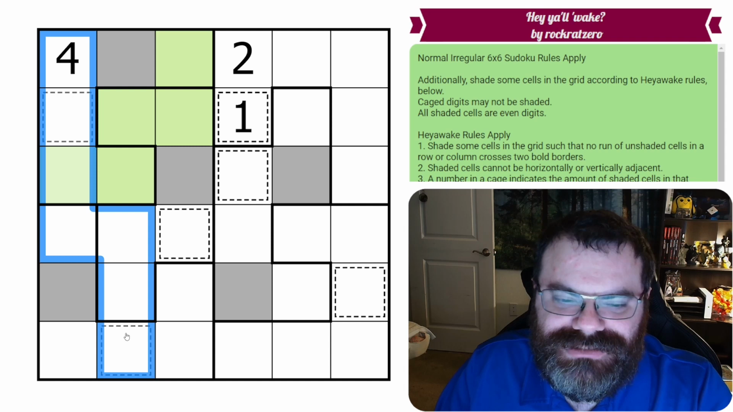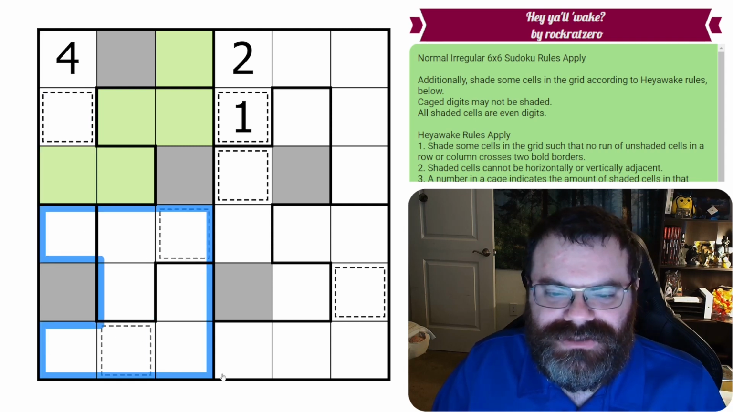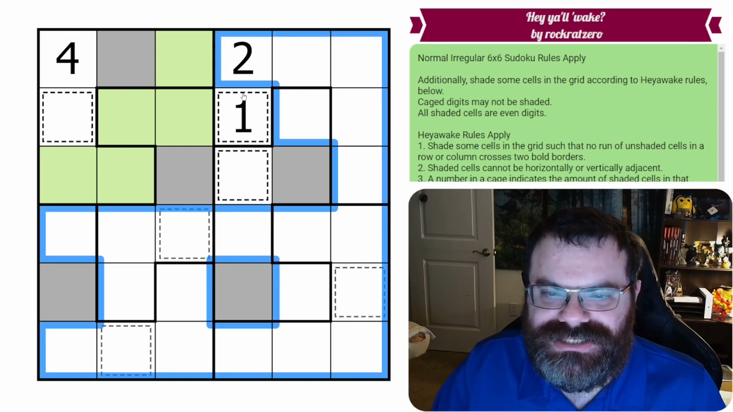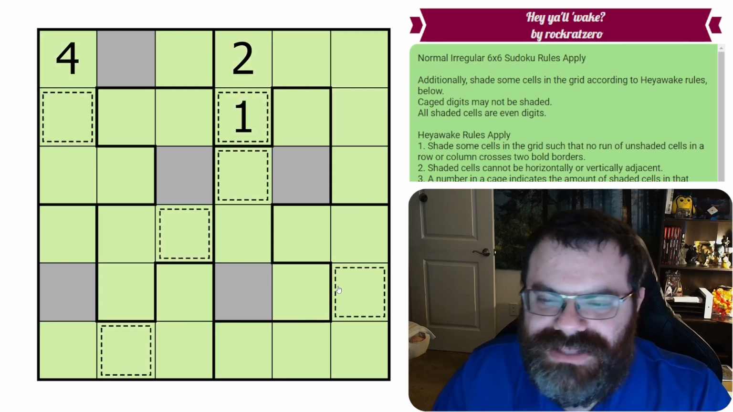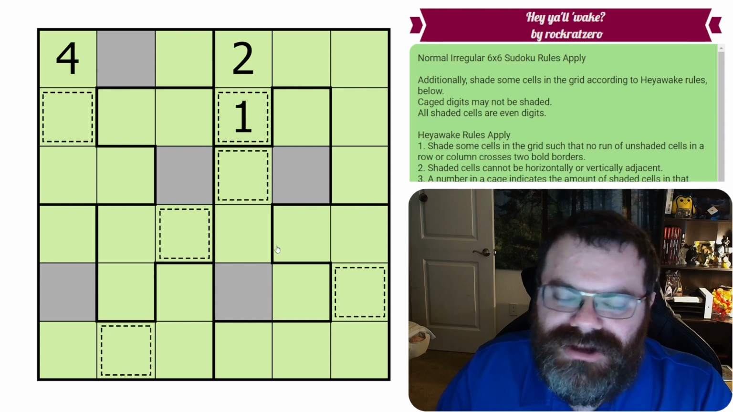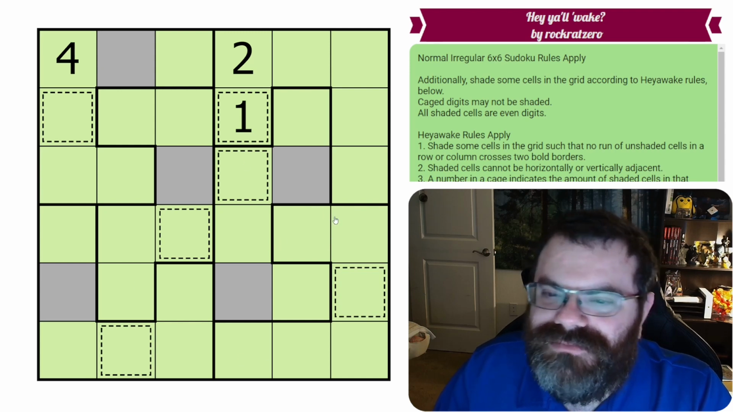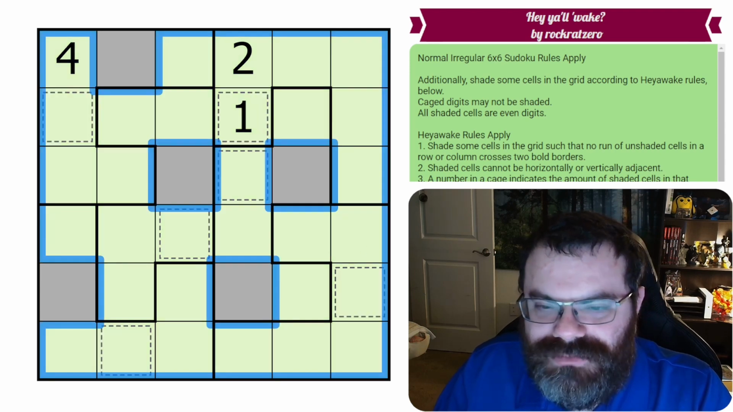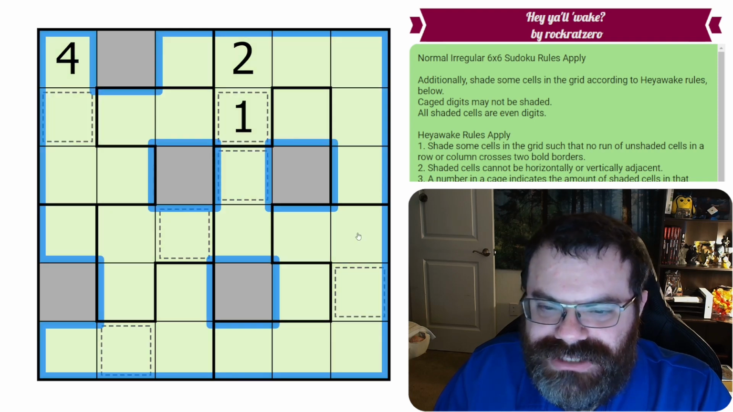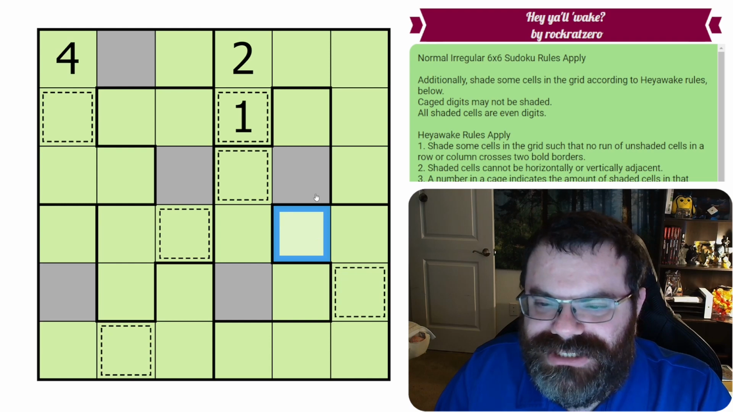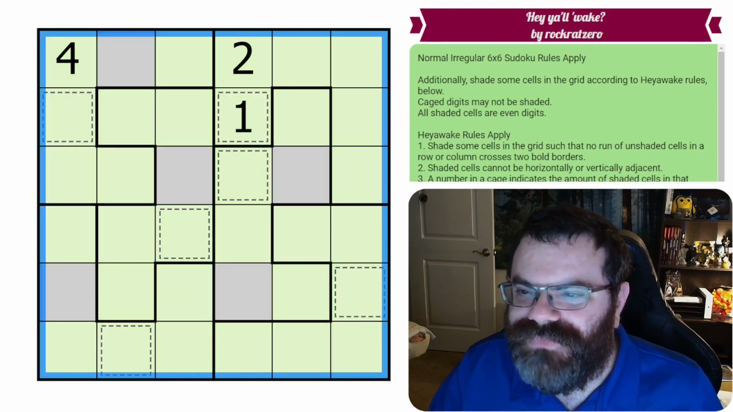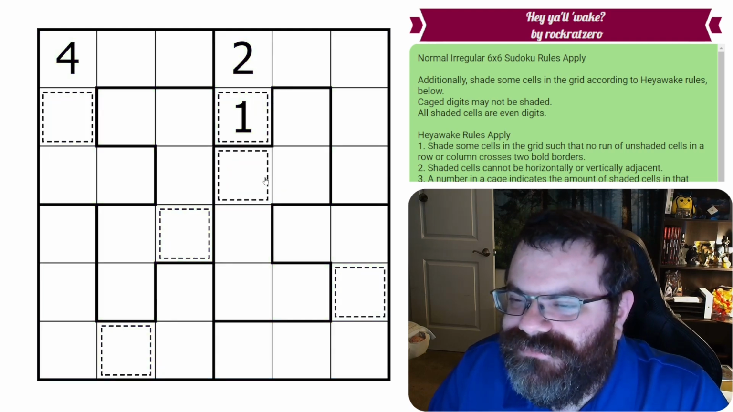So by the end, let's say these ended up being the shaded cells. We would then also have all of these green because we've proven that they can't be shaded. And then we'd have all the digits filled in the grid as well, and that would be our result. You could technically remove all the greens when you're done, but there's no reason to. Typically, you end up with basically a fully green grid except for the gray shaded cells. So that's your goal. So what are the rules for Hayawake?